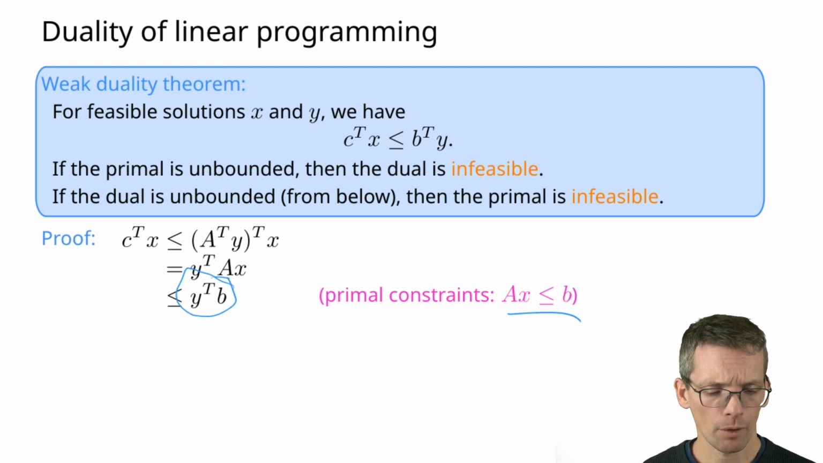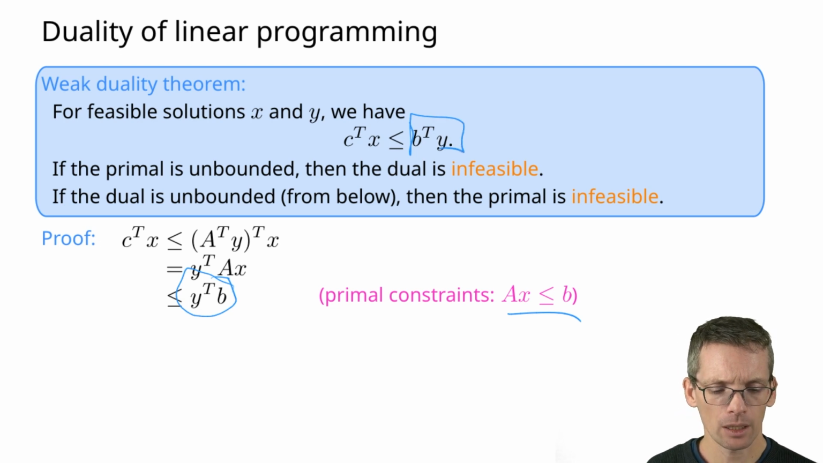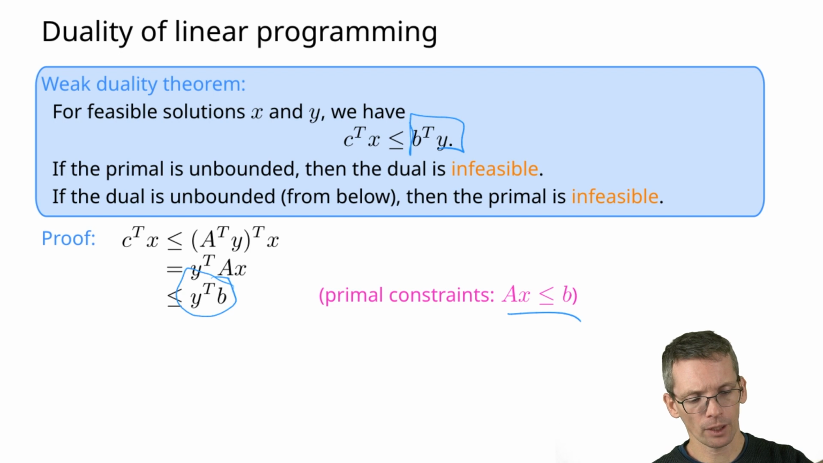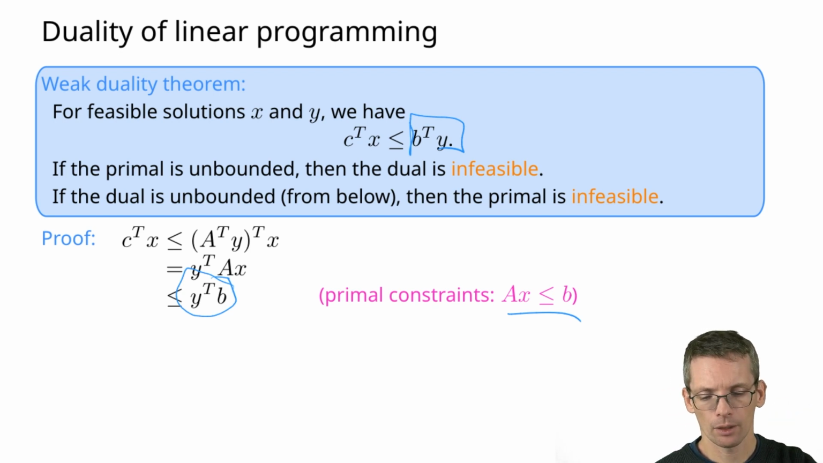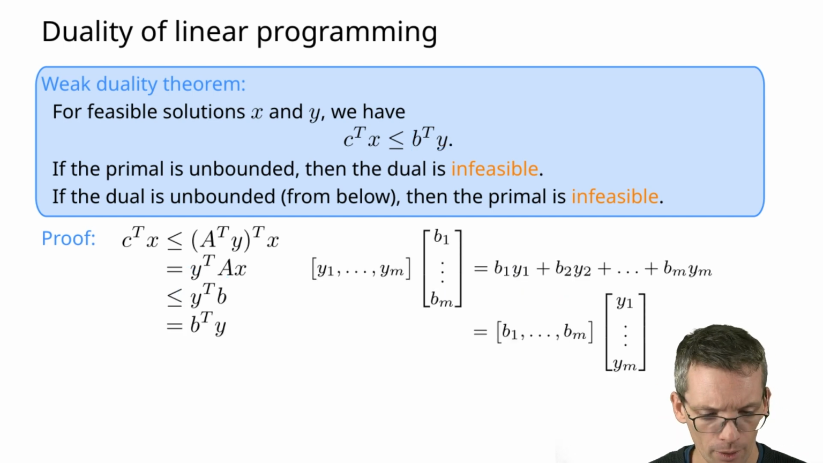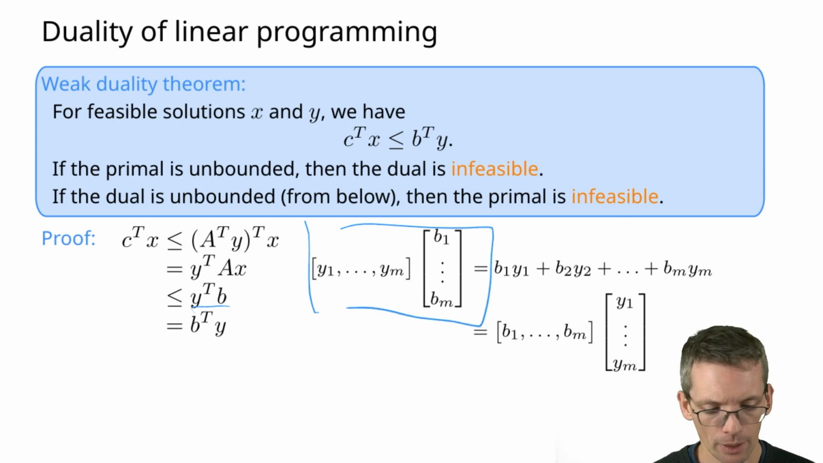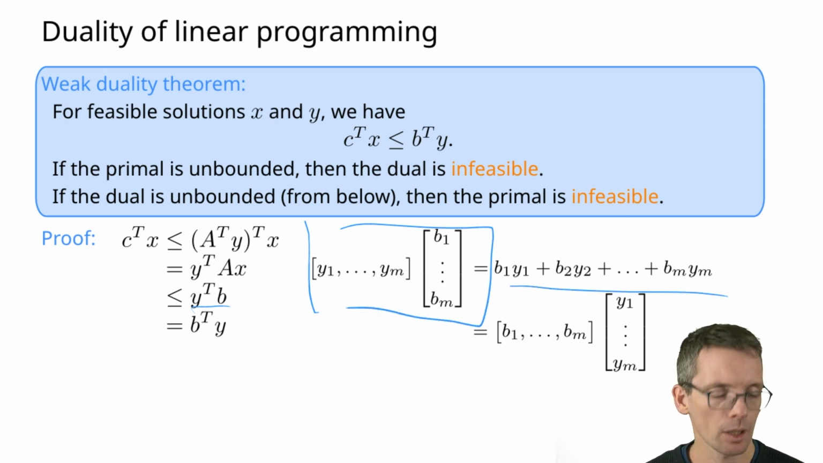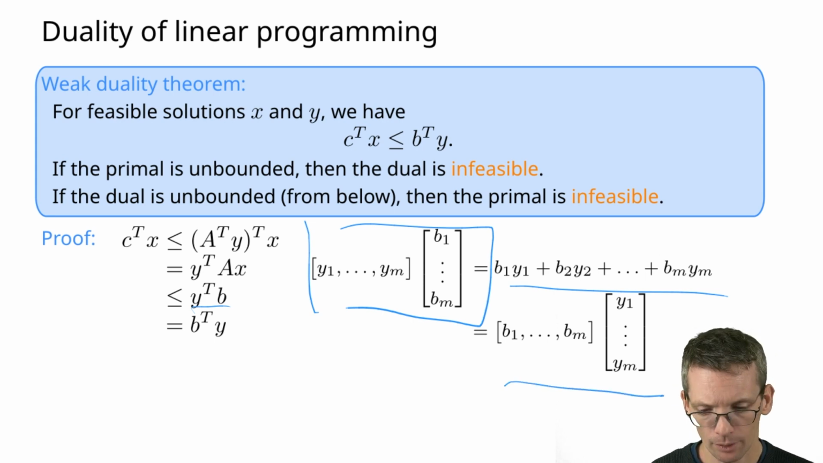I wanted to have b transposed y, but this is actually the same. So what I have here is a row vector and a column vector, and I multiply them, and that's the same as taking this column vector, making it the row vector, and the other one making it the column vector. So let me show this. Here, y transposed b, this is here, and this simply gives me the sum, which is the same as if I do b transposed y. So this is weak duality.